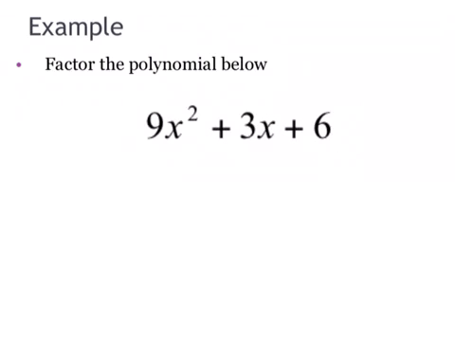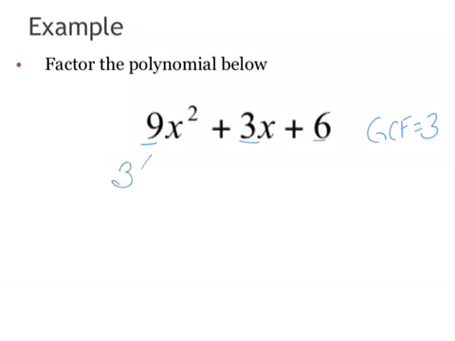To factor this polynomial, I need to first come up with the greatest common factor. What goes into 9, 3, and 6? Yes, the greatest common factor there is 3. Now let's look at our variables. The first one has a variable of x squared, the second x, but the third is a constant. There is no variable there. So hence, I don't have a variable that is a factor of each term. So my greatest common factor is simply 3.